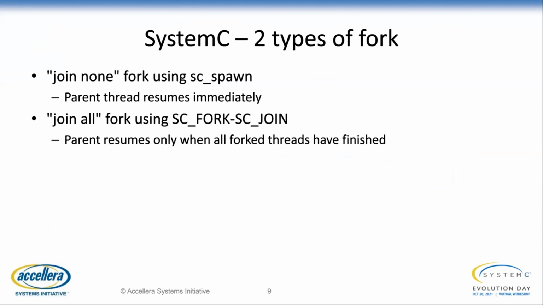So all in all, at the moment, SystemC basically supports two types of forks. A join none, which means you can fork as many threads as you want with calls to SC spawn, and the parent thread resumes immediately, doesn't have to wait for any of them to finish. And a join all, in which the parent waits for all of them to finish, and only then it resumes.